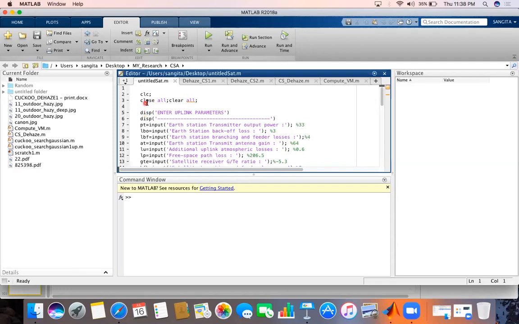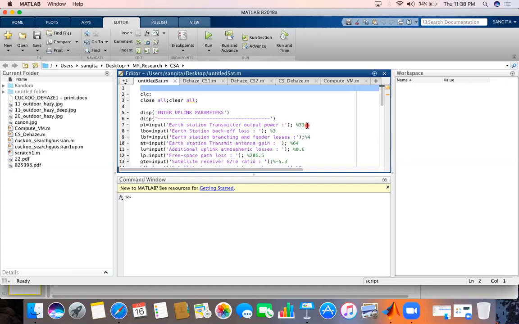So, CLC, close all, clear all, are normal uses in any MATLAB, so that if something was written before, it will be cleared. If there is any figure, it will be cleared, and CLC will start afresh. Then display, enter uplink parameter, so it will be displayed, meaning we have to supply the values now. Then transmitter power, by default some values are written in green. It is a comment line.